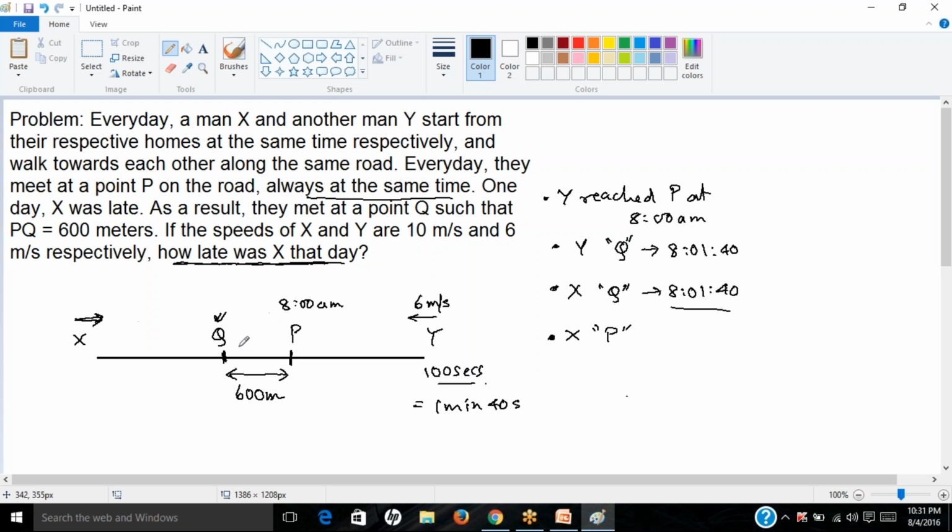So how long will X take to cover that 600 meters? X is traveling at 10 meters per second. He will take 60 seconds. That means 1 minute. Okay, X will take 60 seconds, that is 1 minute. So he will reach P at 8:02:40.